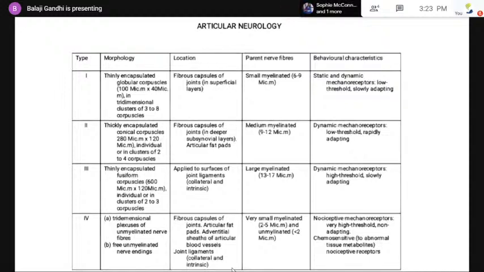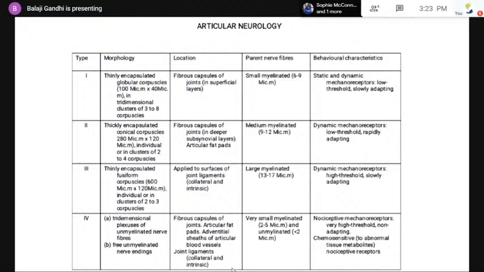So these are chemosensitive receptors. They respond to the tissues' metabolic changes. The chemosensitive receptors only respond to chemical substances. What are the central effects of the articular mechanoreceptors? There are reflexogenic effects, perceptual effects, and pain suppression.